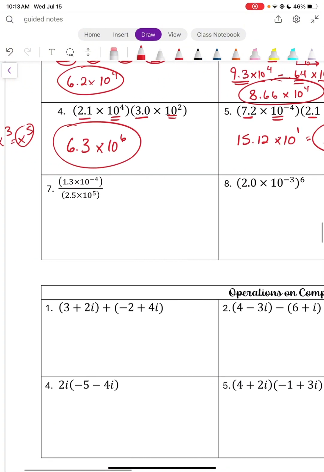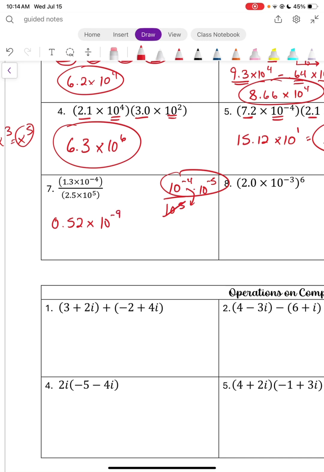The next one, same thing. 1.3 divided by 2.5 actually gives you 0.52 times. Rules of exponents. Okay, so got some options here. Since we don't want our scientific notation to have that 10 on bottom, what I'm going to do is move these 10 to the fifth to the top. Moving it to the top becomes negative 5. Now you can put them together, and that's going to be 10 to the negative 9 power.